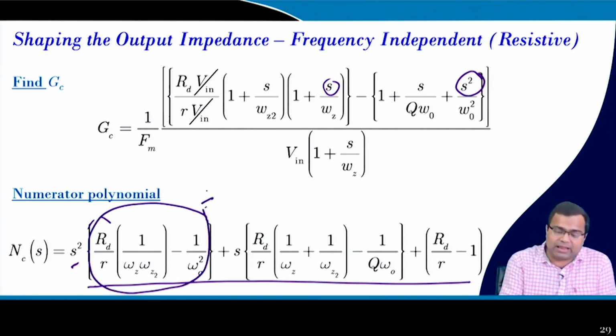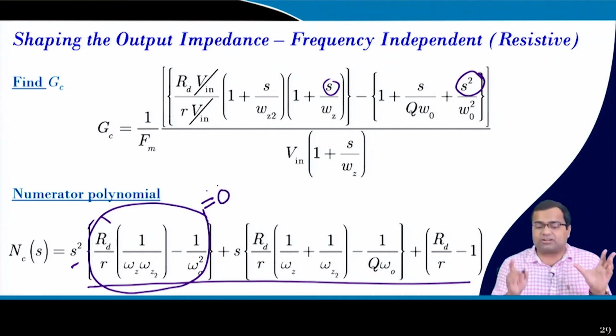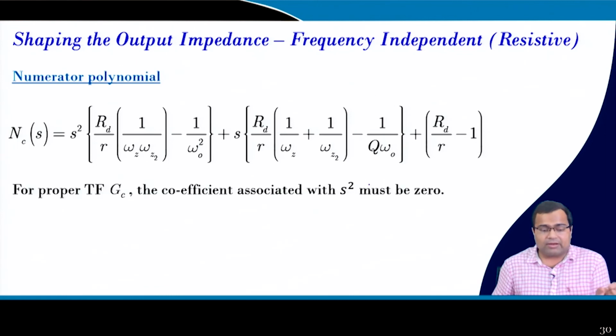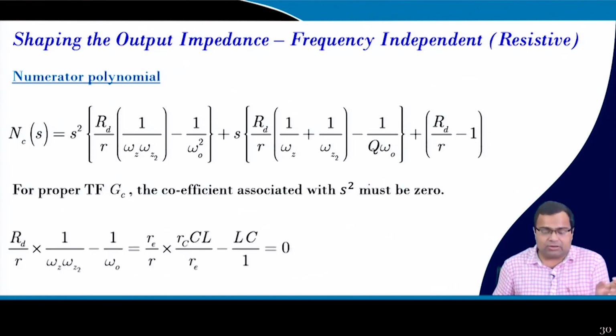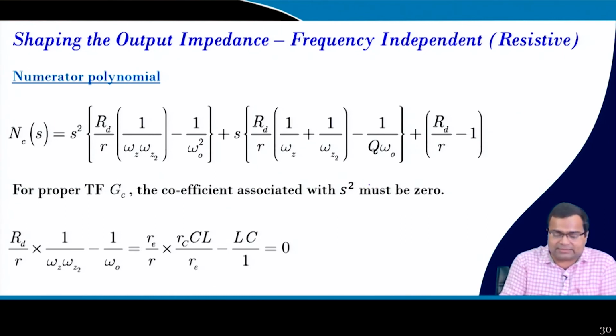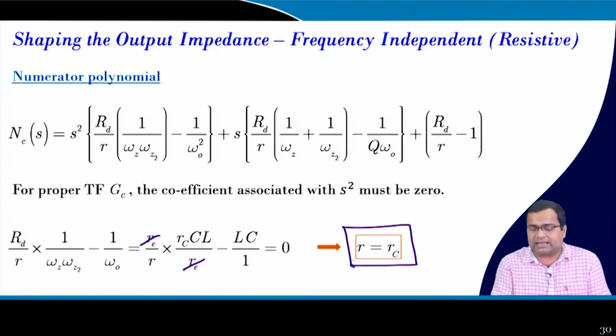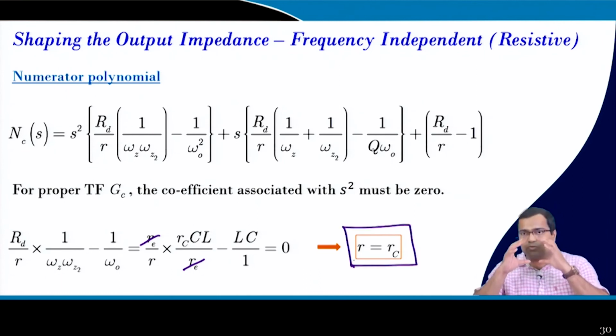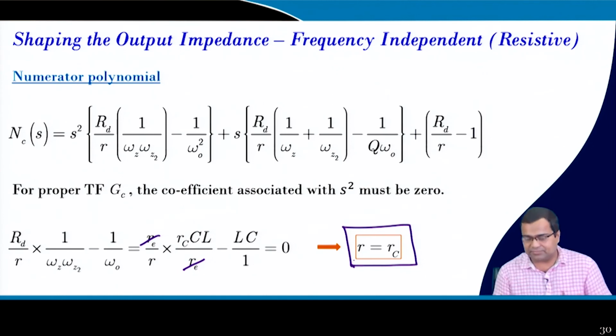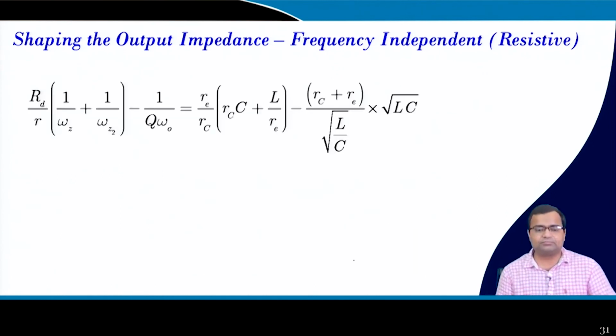So, we want to make this 0 because we want a proper transfer function, because your denominator is a first order system and we need to set it to 0. If we do it, then by substituting this, this will get cancelled and from this equation you will get R equal to RC. That means I can set the closed loop output impedance to look like a resistive ESR, it is the ESR.